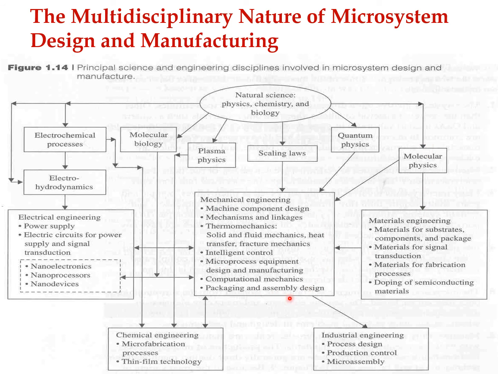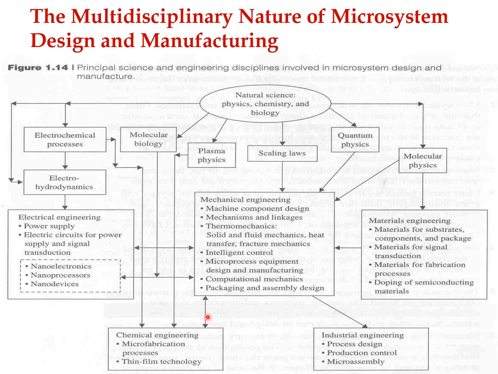We want to do mechanical sensing and actuation, so we need mechanical engineering concepts. We need material engineering knowledge because we need materials for fabrication, materials for signal transduction, and materials for the substrate. Everything deals with materials. We also need knowledge of industrial engineering because we need to process the design, do production control, and do micro assembly. And for microfabrication and thin film technology, we need chemical engineering also.